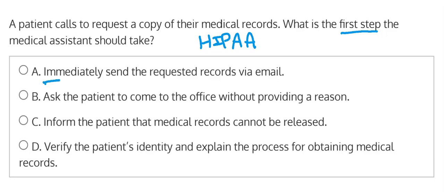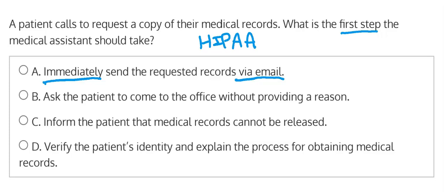Remember all of those strong words, the always, the never, the immediately. Not that that's never the answer, because there are some cases where it's immediately, but you just have to be cautious if it works in this situation. And maybe, but it says via email. So I'm not sure if email would be the most secure method. Maybe in some offices this is how it's performed, but usually it's through some sort of secure portal or maybe a secure fax, or the patient would come in and obtain it themselves.